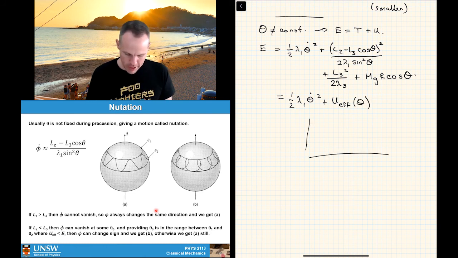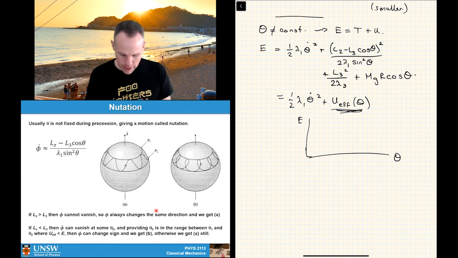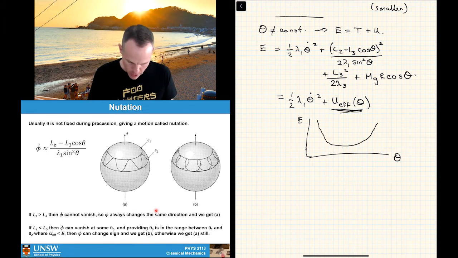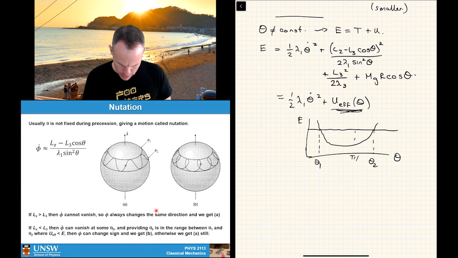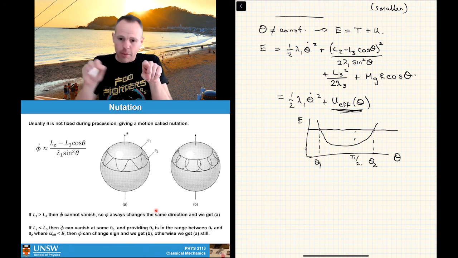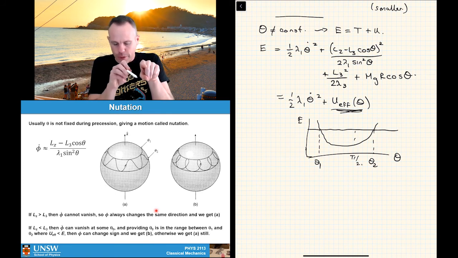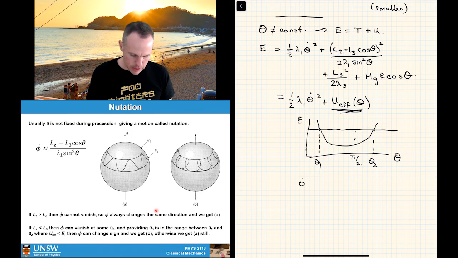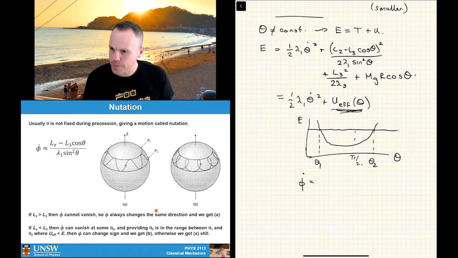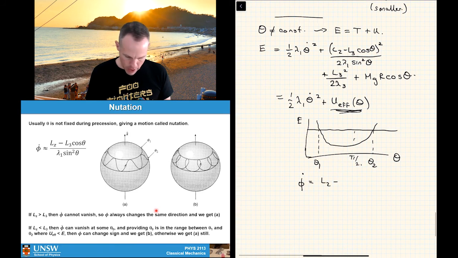And so what we can do is plot the energy as a function of theta. Now we have this effective potential energy term looking a little bit like this, between some angle theta 1 and some angle theta 2, where our total energy for the system is. And so pi on 2 would be somewhere here. You can imagine that there's some minimum and some freedom for the motion of theta to bounce backwards and forwards in here, right? And then how phi will vary in that particular case is given by (L_Z minus L_3 cos theta) on lambda 1 sine squared theta, as we showed above.